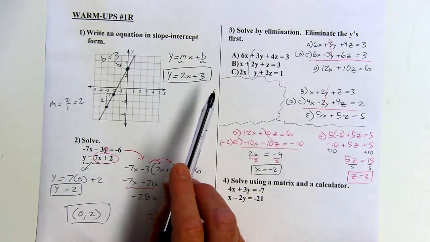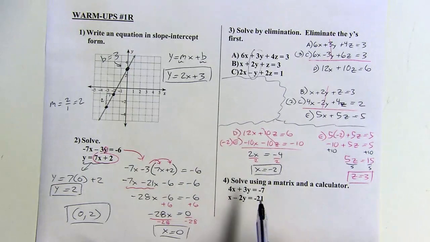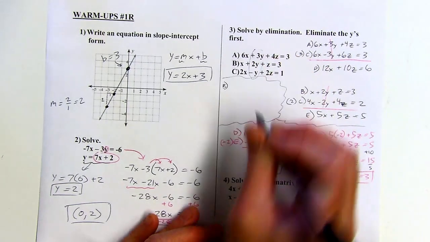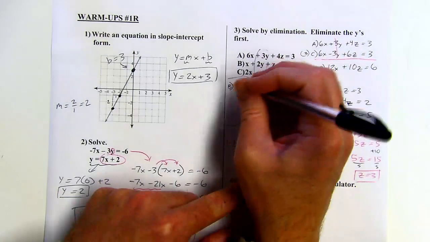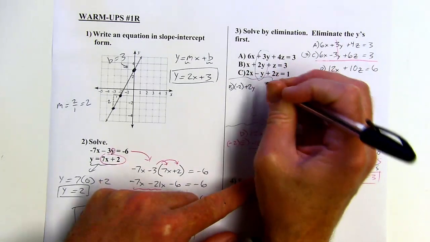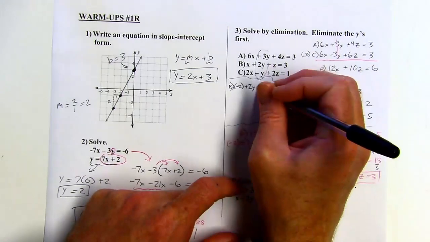Doesn't matter which one. And I'm going to plug in the two variables that I have. So the simplest one of those three looks like equation B to me. That's the one I'm going to use. So x was negative 2. I don't know y yet. And then z was positive 3.